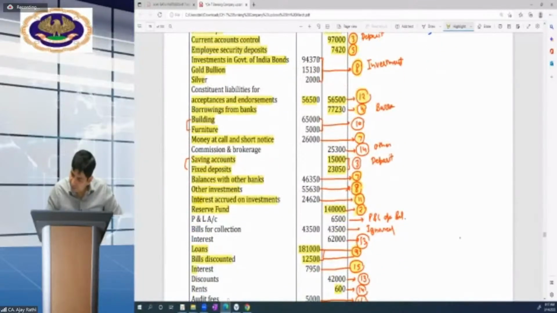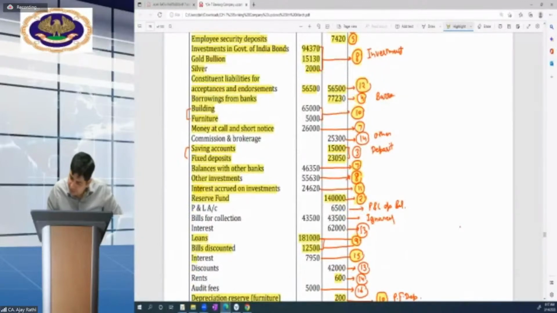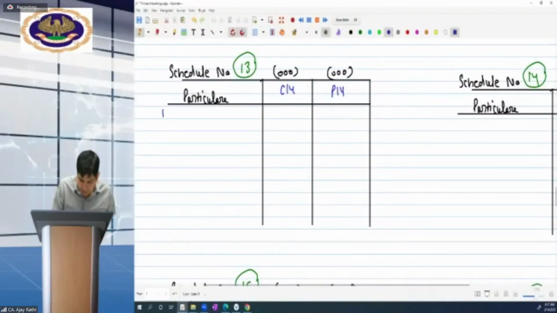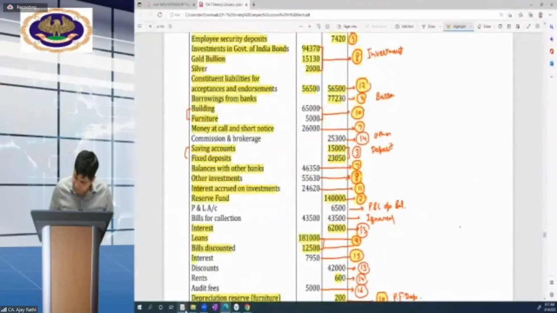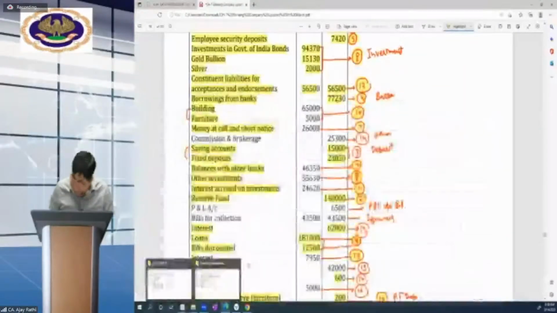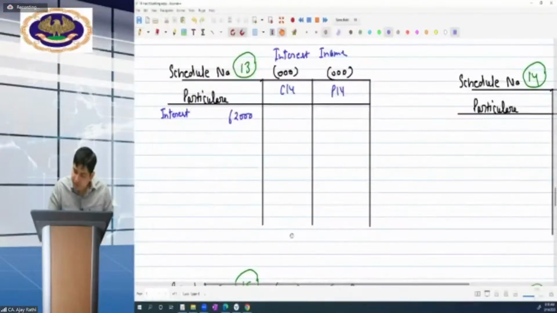From the starting, we have done all these things and there is number 13. That is this one. Interest is there, 62,000. There are some adjustments. Okay. Anything more in this regard? Schedule number 13? No. Now move to schedule number 14. 14 is for other incomes.